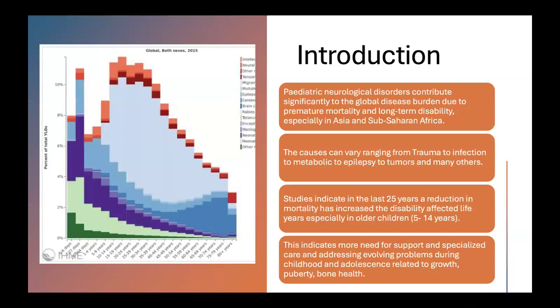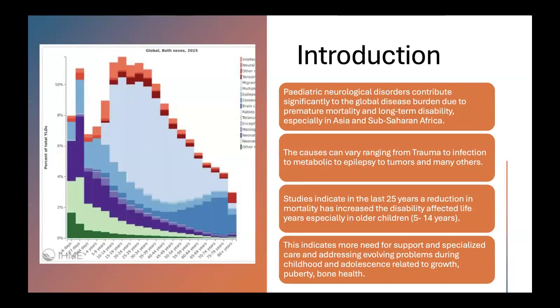So as we all know, pediatric neurological disorders contribute significantly to the global disease burden due to majorly the long-term disability associated with them. A large cohort of such children are present in Asia and sub-Saharan Africa. The causes of neurological disorders, as we just saw, could be varied, ranging from trauma to CNS infections, to metabolic, to epileptiform disorders, to tumors, and so many others.